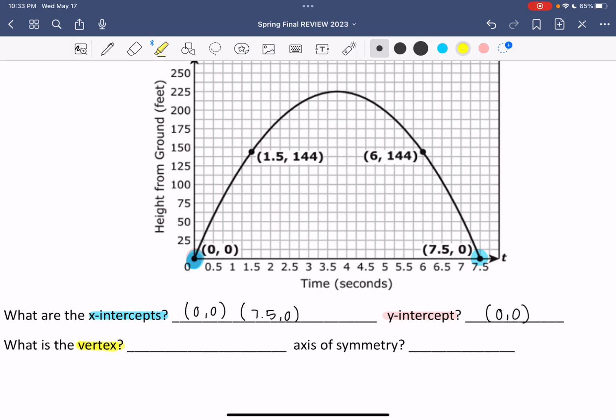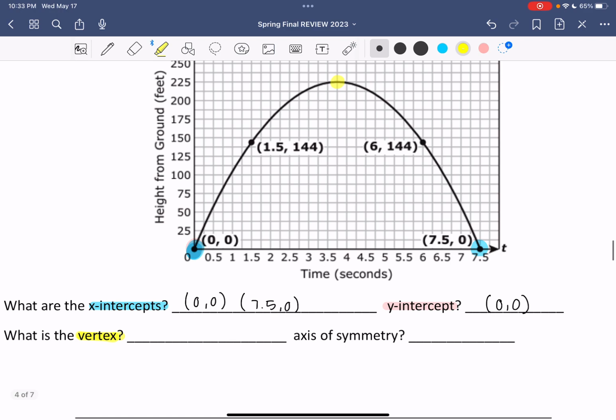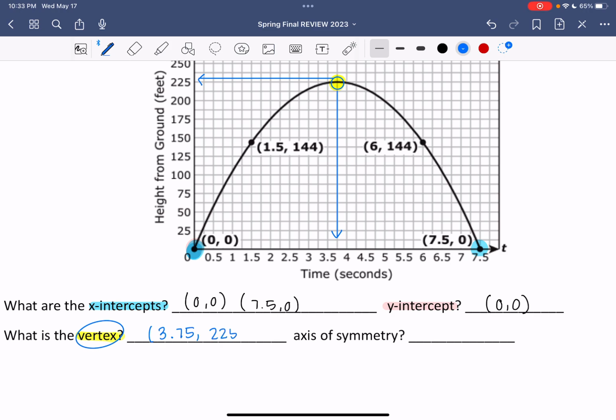Your vertex, remember, is your minimum or your maximum. I'm going to circle it too. Your vertex is this point right here. It's your minimum or your maximum. So you have to know that ordered pair. You got to follow it to the, so it's 3.75, comma, 225. All right, so this is also known as the maximum.